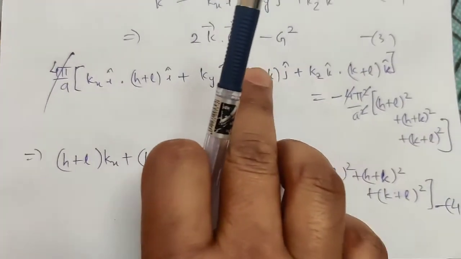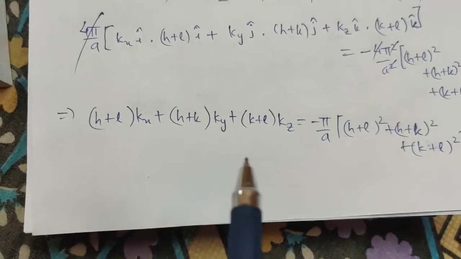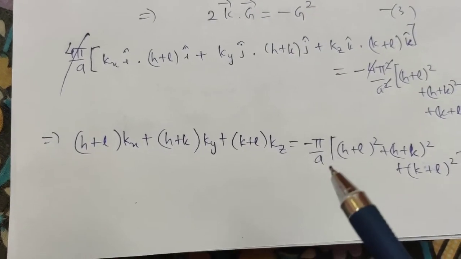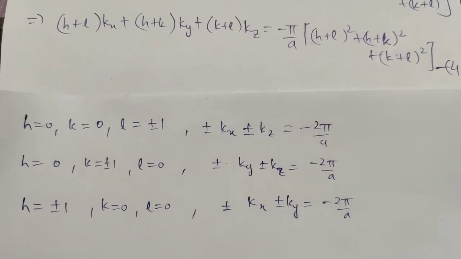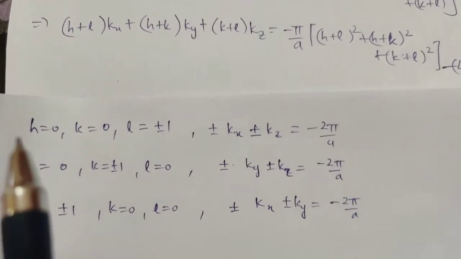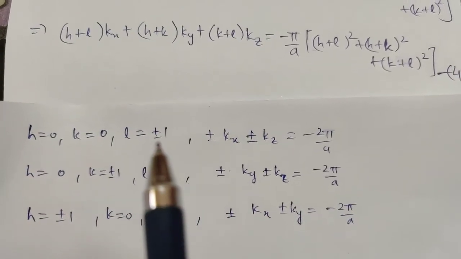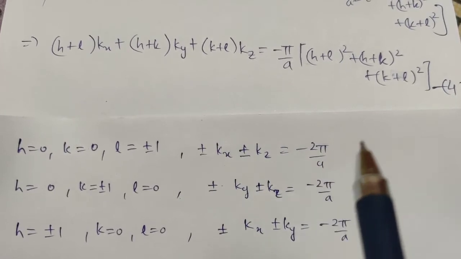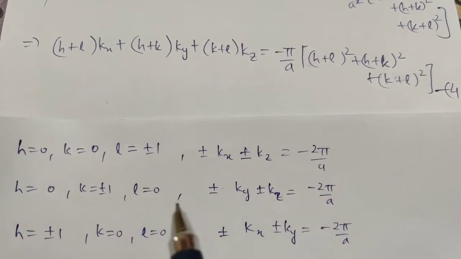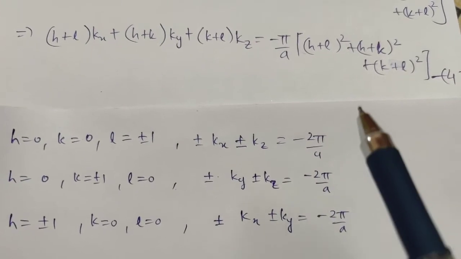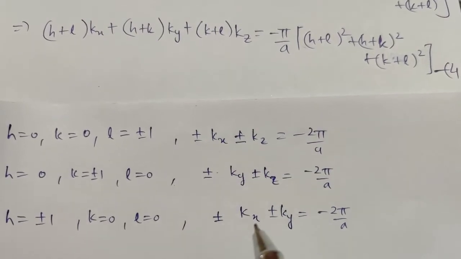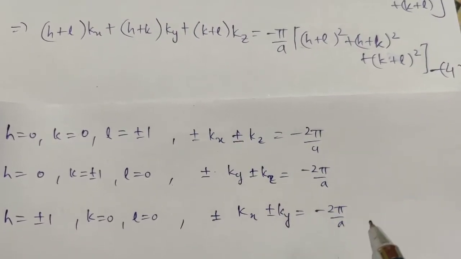Now similarly, I will put the values of H, K and L equal to 0 and plus minus 1, and I will have the corresponding equations. So now, for the similar process, putting the value of H equal to 0, K equal to 0, L equal to plus minus 1 into this equation, in this equation number 4, we will have plus minus Kx plus minus Kz is equal to minus 2 pi by A. Similarly, by using these values, we will have these equations. So these are 4, 4, 8, 12. So these are 12 sets of planes.